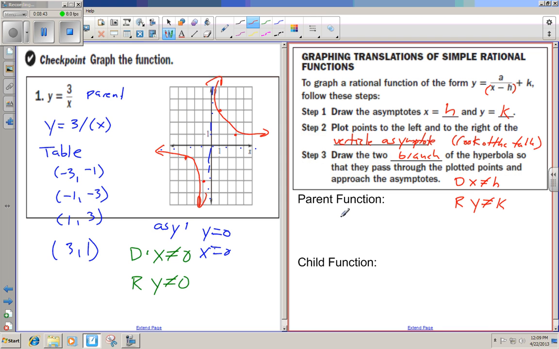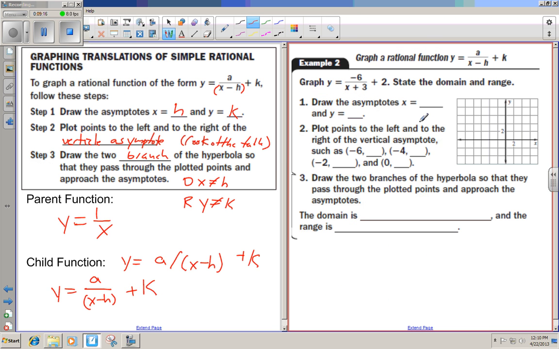So please remember that the parent function is y equals 1 over x. The child function is y equals a over x minus h plus k. So when you graph this in your calculator, you'll go to the y equals menu. You'll type the a number divided by, in parentheses, x minus h, and then plus k, and this tells you everything. It tells you the asymptotes right away. It tells you the domain and range right away. Your calculator will tell you what the points are that you need. It should be a piece of cake after that.